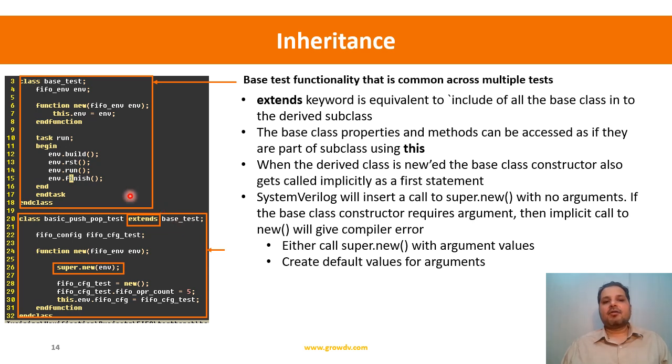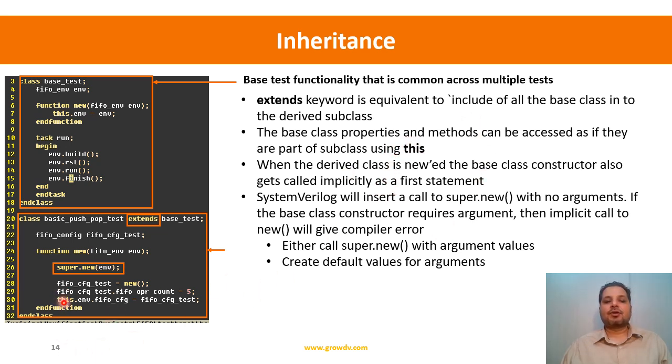When we say inheriting, what happens? This entire thing that exists within the class base test now becomes a tick include equivalent. It becomes a part of the class basic push pop test. Once it becomes a part of this class, you can access the properties, like this environment, or the methods, like new and run. All these properties and methods can be accessed as if they are part of this particular class. That's why the analogy of tick include was brought in: it is equivalent to this entire content being present in this class.